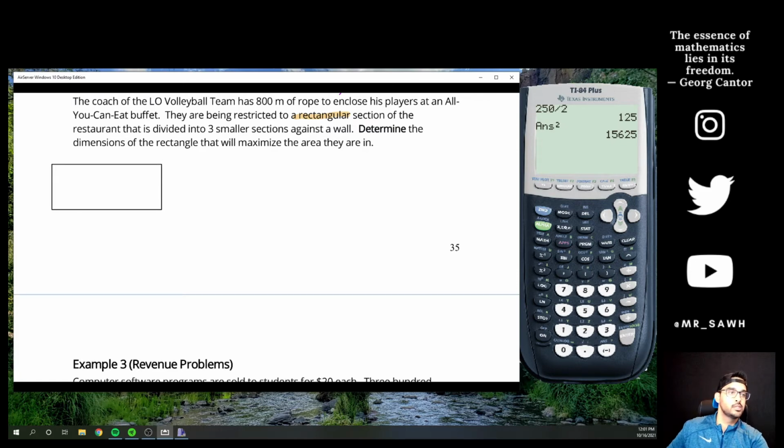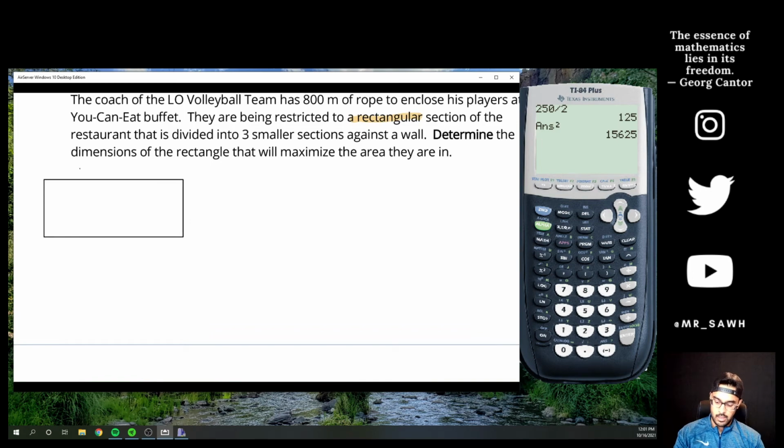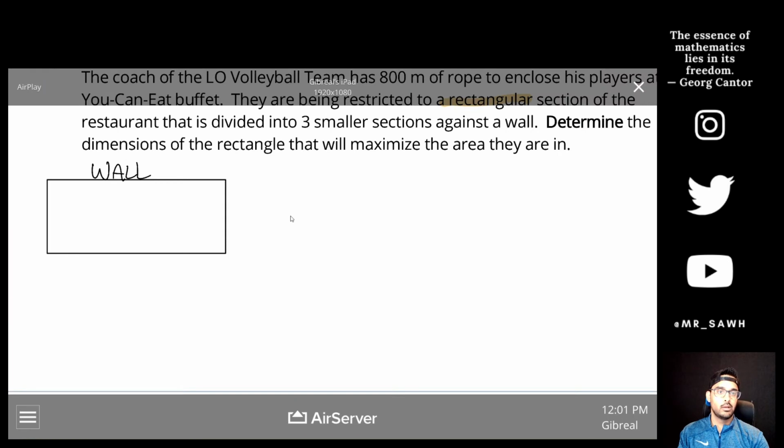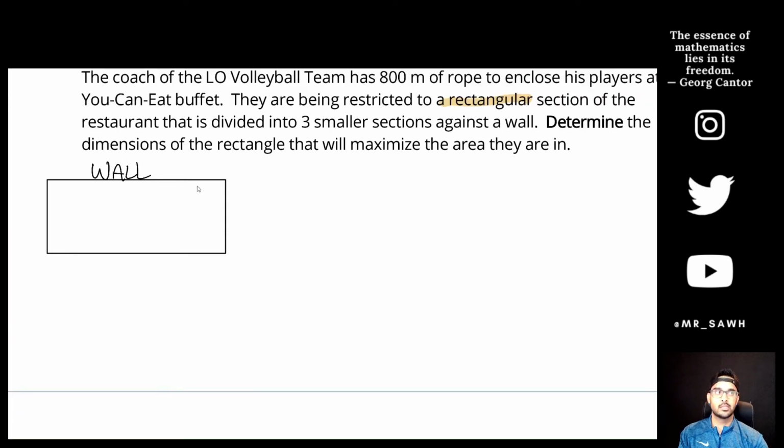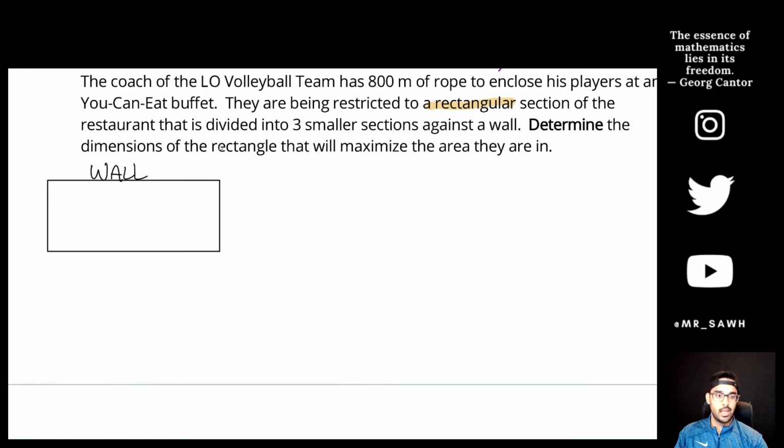Okay, so we're restricted to a rectangular section that is also divided into 3 smaller sections against the wall. That's key. There's a wall. Now if you imagine this situation, you're not going to need to put rope against the wall as well, because the wall acts as a divider. But I am going to divide this into 3 smaller sections. Right, so there's a section, and that last chunk gets split into 2 parts. So I've got 3 sections here in total.